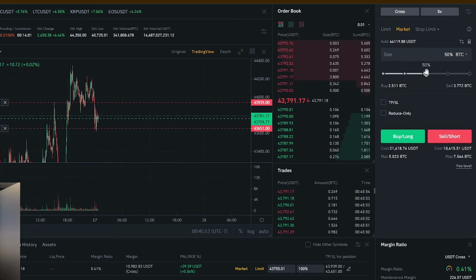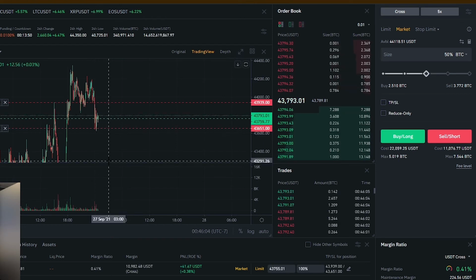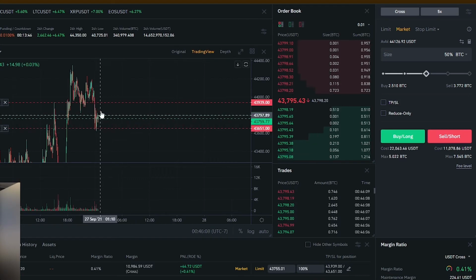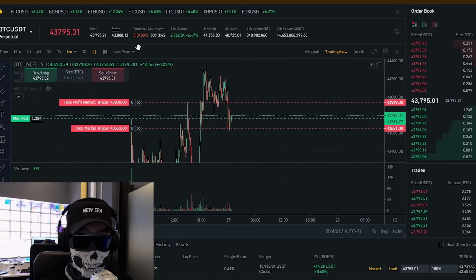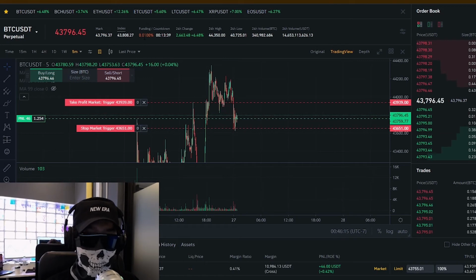So let's say I decided to drag this over here to 50% and sell 3.772 bitcoins, aka short. That means that from whatever price I got it at, if the price goes down, I'm gonna make money. So that's basically shorting. Going long means that I'm betting that the price is gonna go up. Now, depending on the ratio between the shorts and the longs, the funding will change between positive and negative.